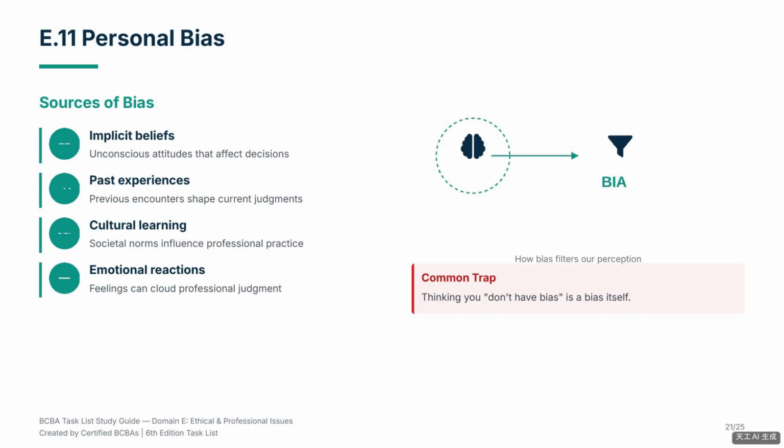Every professional has bias. Bias does not mean you are a bad person, it means you are human. Bias can come from unconscious beliefs, past experiences, cultural learning, and emotional reactions. The danger is not having bias. The danger is not recognizing it. On the exam, the ethical BCBA is the one who reflects, seeks feedback, and adjusts their behavior, not the one who insists they are objective.